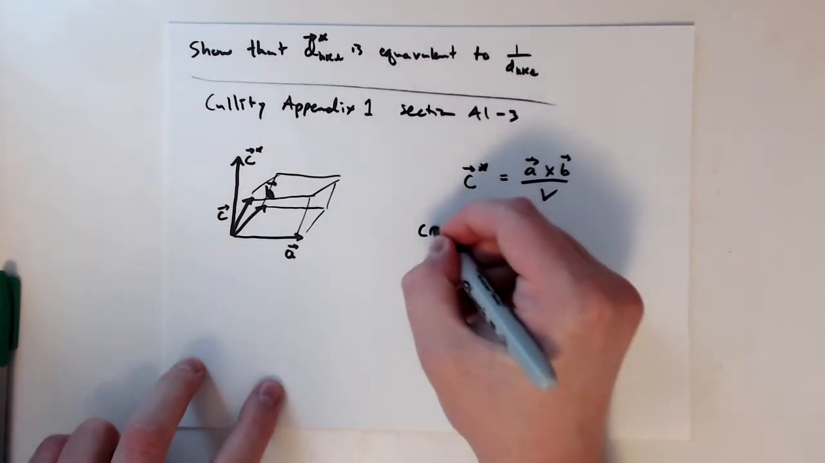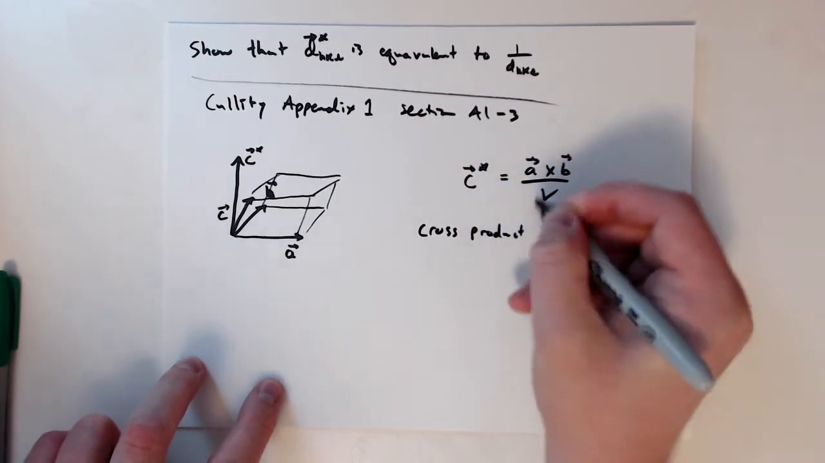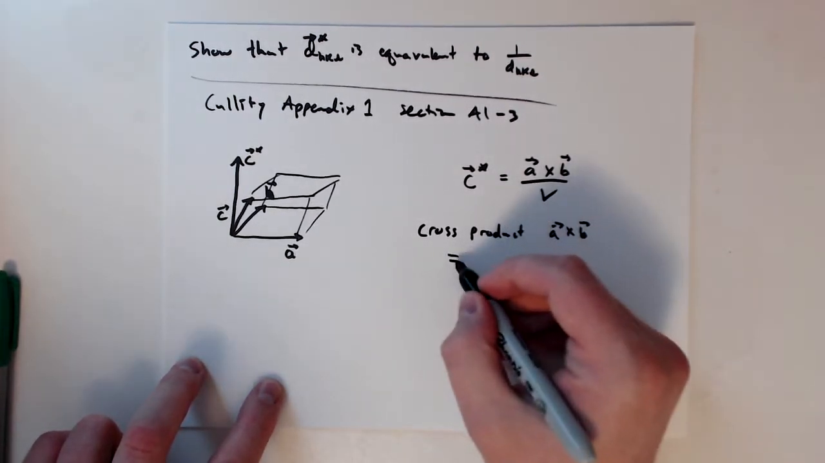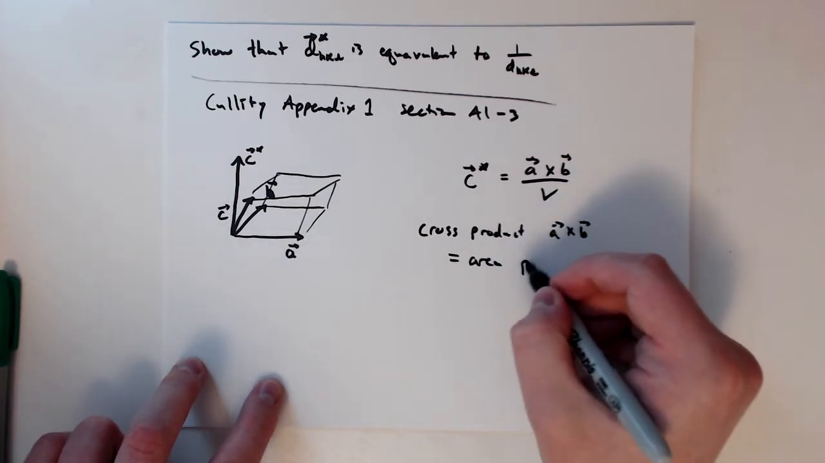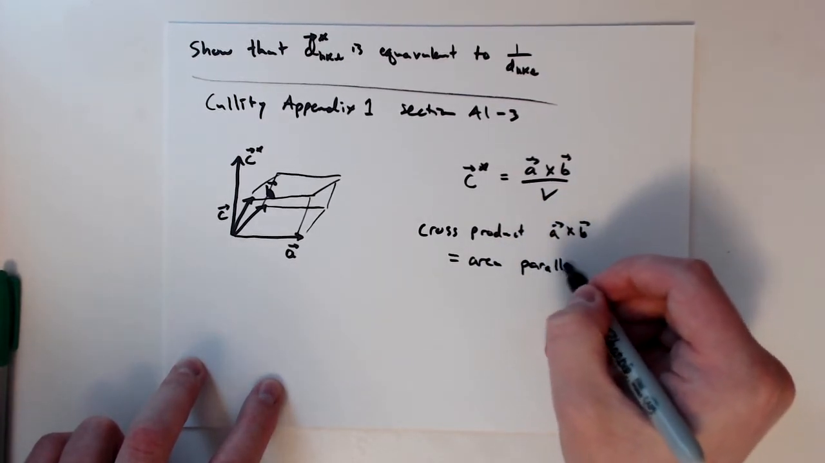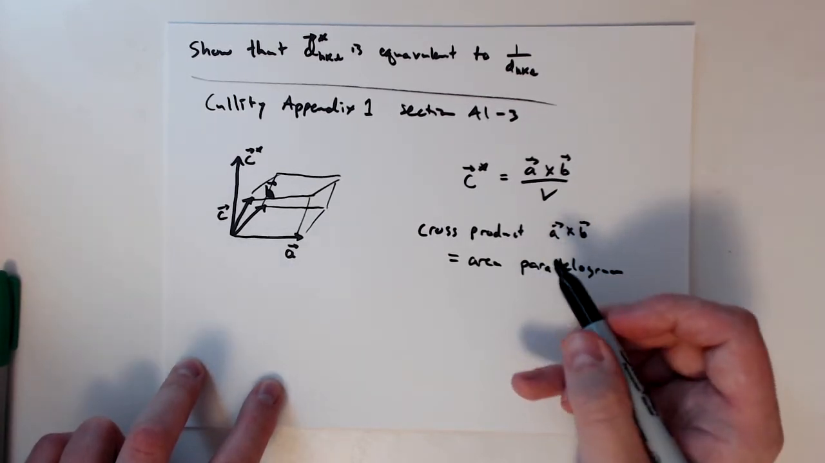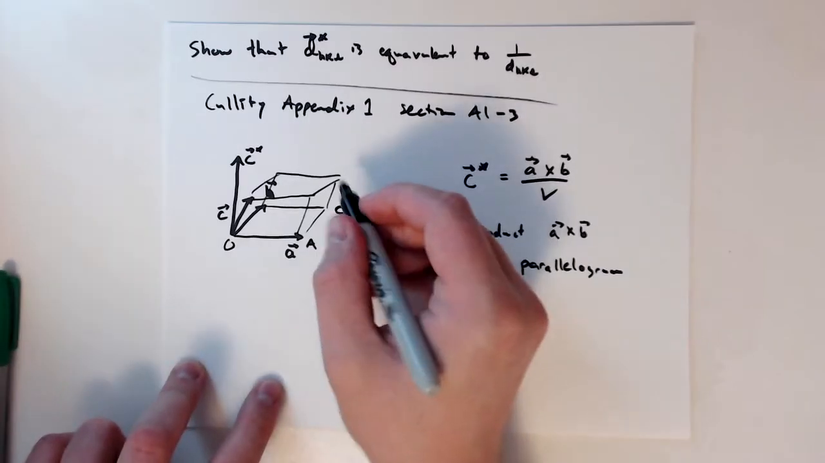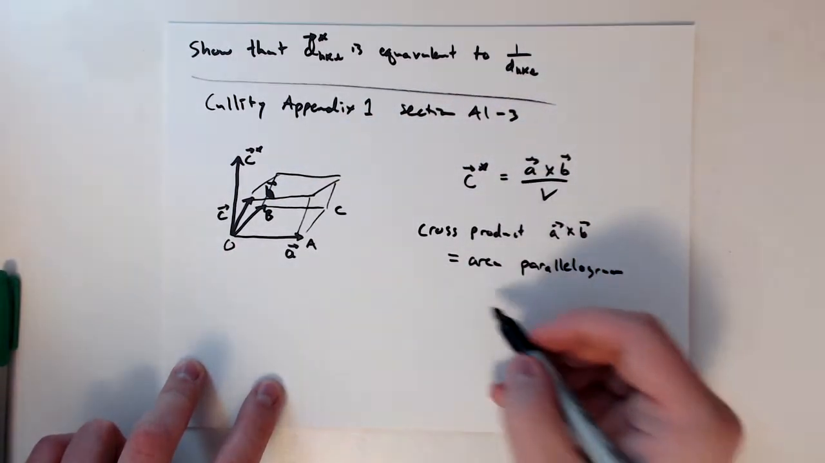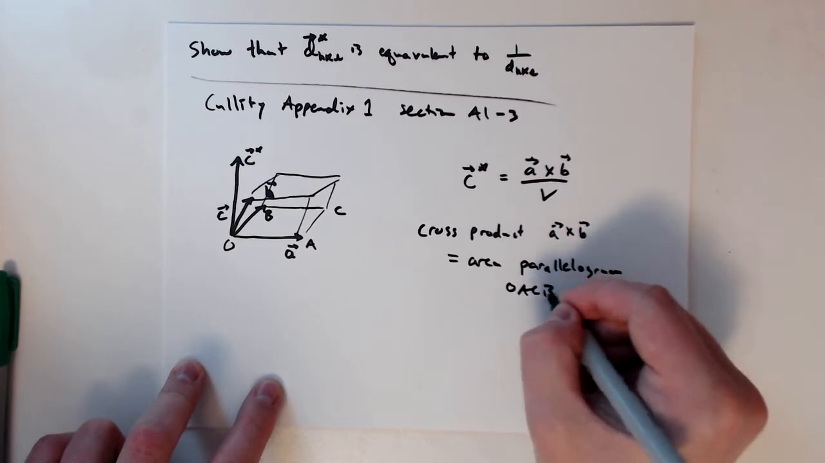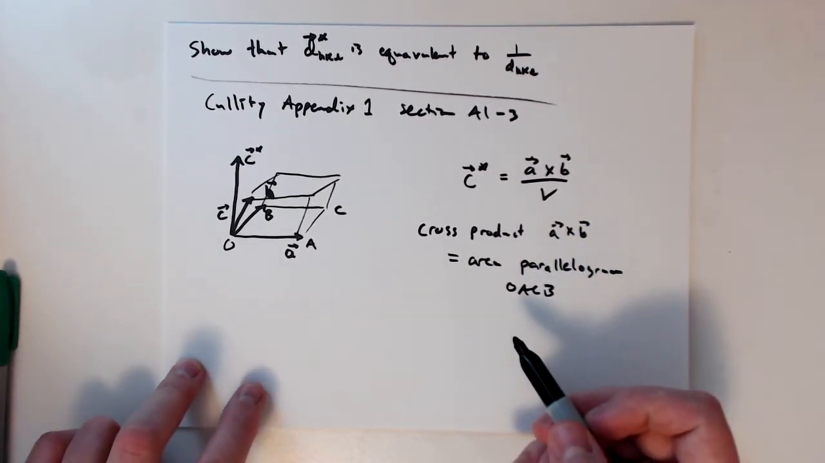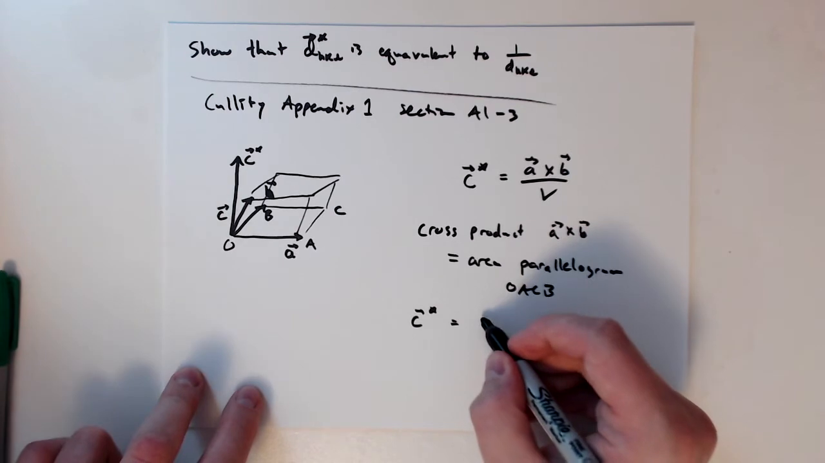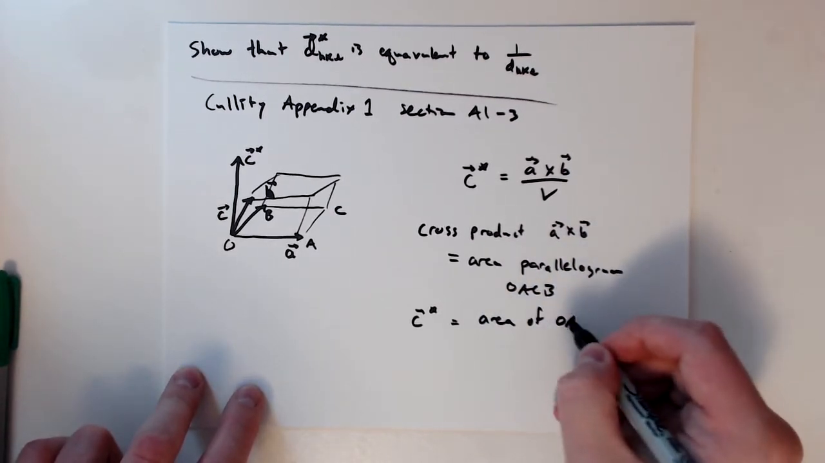So the cross product a cross b, that's the same thing as looking at the area of this parallelogram that we call, and let me put some labels here. So this is the origin. I'm going to call this point A, this point C, the point back here B. So effectively the parallelogram OACB, right? So that's the cross product. So I've got c* is equal to the area of OACB.